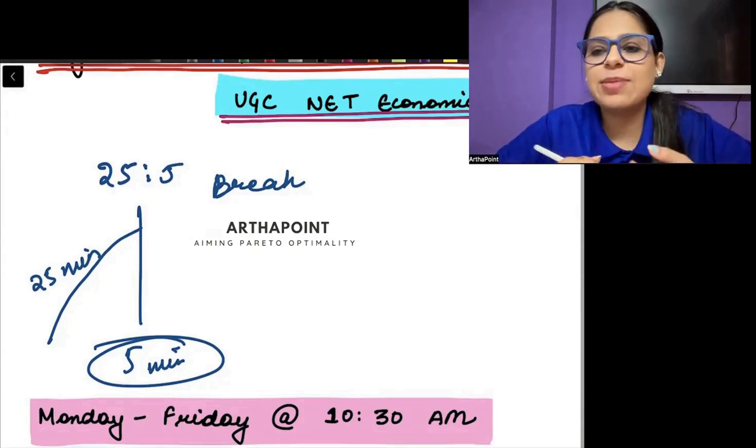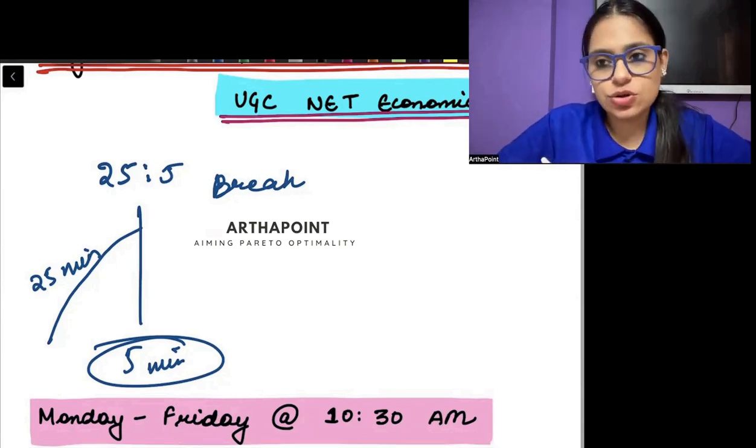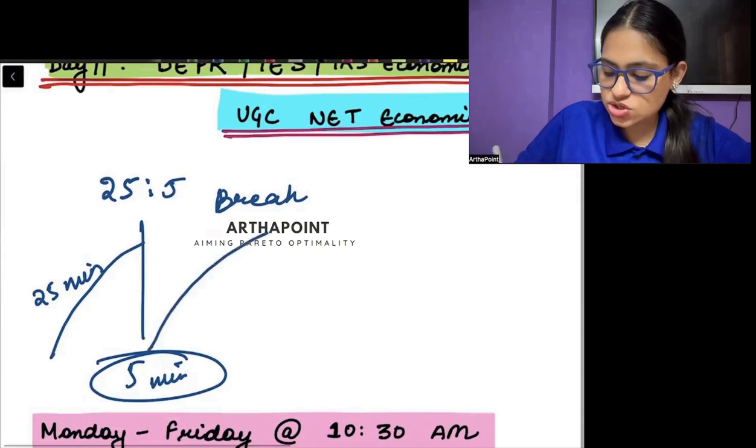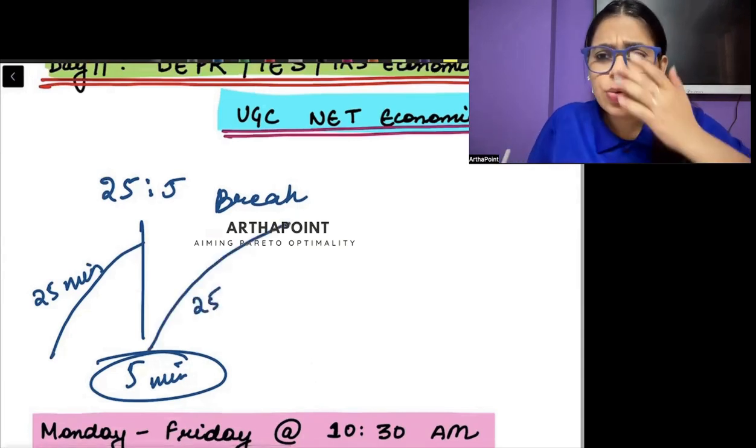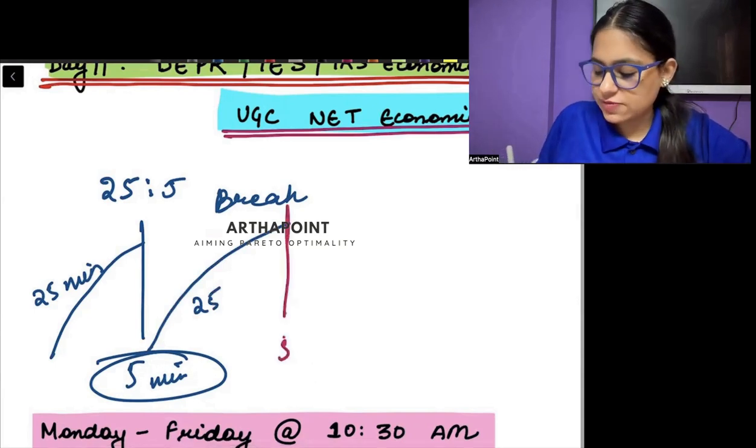But 5 minutes should mean 5 minutes. It should not be like, okay, let me take five more, five more, and you keep doing that. No, 5 should mean 5 and then you again study straight for 25 minutes, which is going to seem very simple. 25 minutes is nothing. And you then again take a 5-minute break.